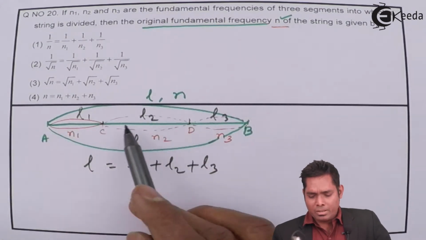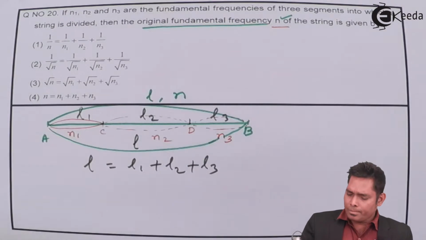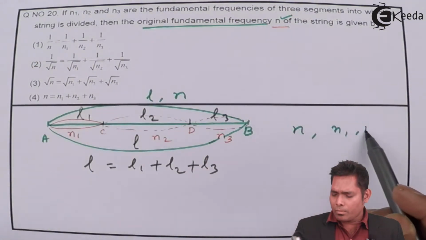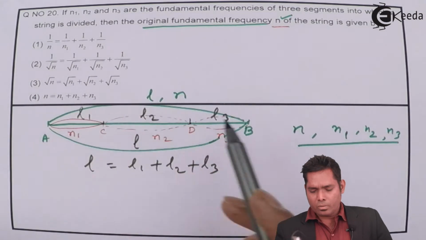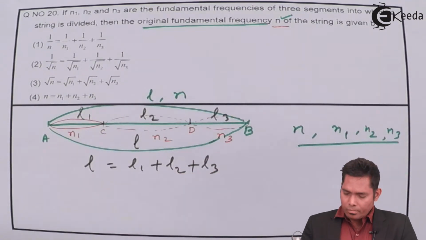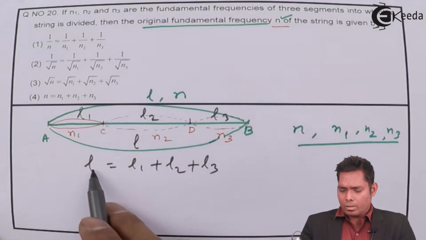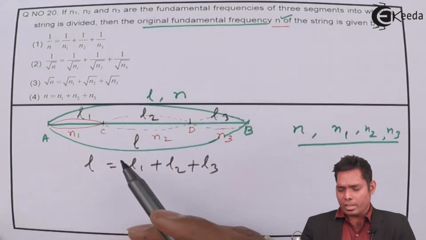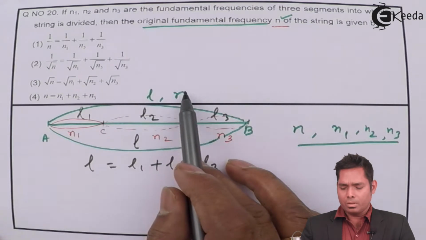When in segments, the fundamental frequencies are shown here, N1, N2, N3 respectively. What can you say about these N? Your question is to relate this N with N1, N2 and N3. That is the question: how they are related. So the relation can be obtained from here. The sum of all the lengths must be equal to the total length. But you cannot say that the sum of all the frequencies is equal to the original frequency. That is not possible.